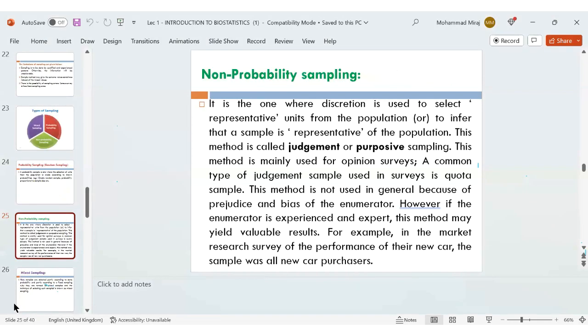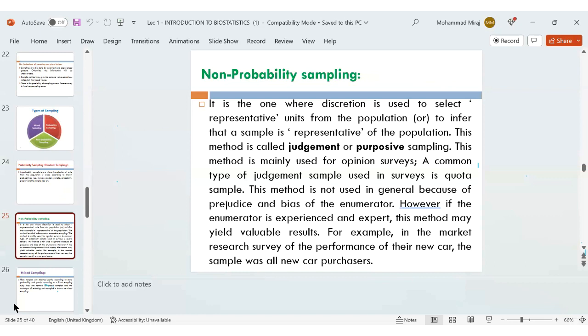The second one is non-probability sampling. Non-probability sampling is the one where discretion is used to select. So there I can use my discretion. Like if I know somebody, I can show some favoritism. I can basically do it according to my convenience. So this is all a part of non-probability sampling.